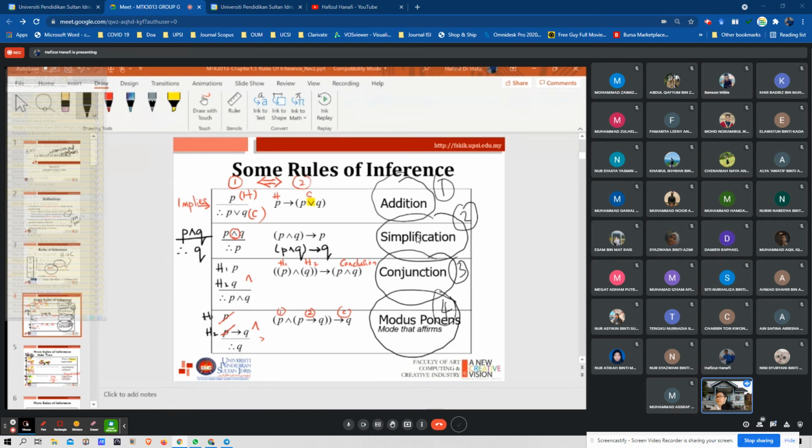Okay, first one, when we see the addition, P and P or Q, this one is hypothesis divided by conclusion. Therefore we have hypothesis P implies conclusion P or Q. This one is for addition, not conjunction.